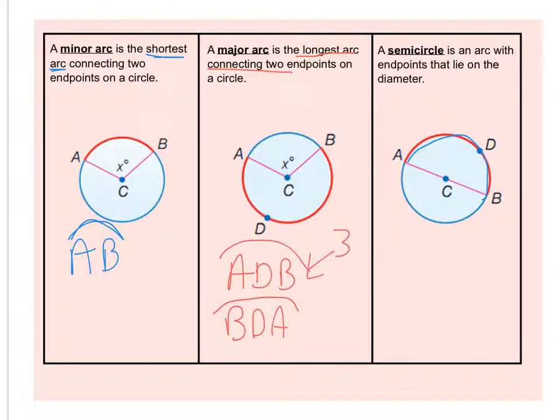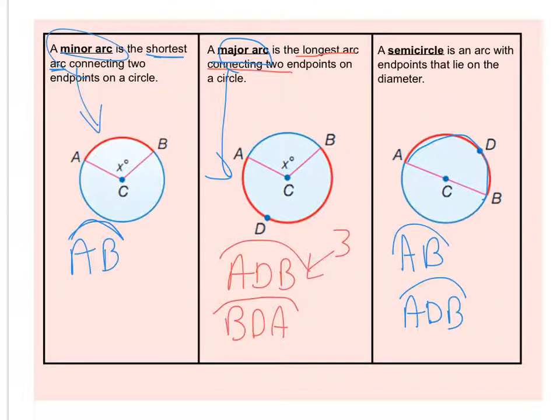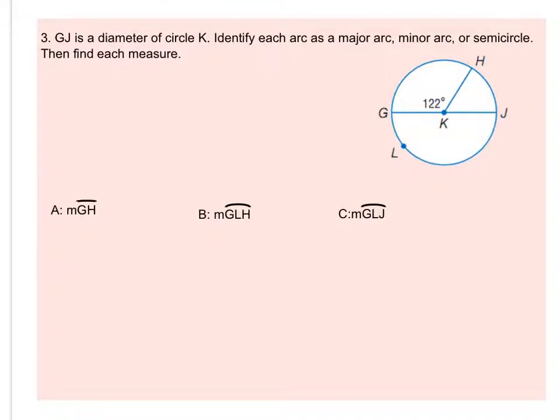Okay, so you would still say A, B, but you could also say A, D, B, as long as you write it with an arc. So, major arcs are bigger than 180. Minor arcs are smaller than 180 most of the time. Semicircle is going to be exactly 180. So, less than 180, greater than 180, usually equal to 180. Well, semicircle has to be equal to 180.